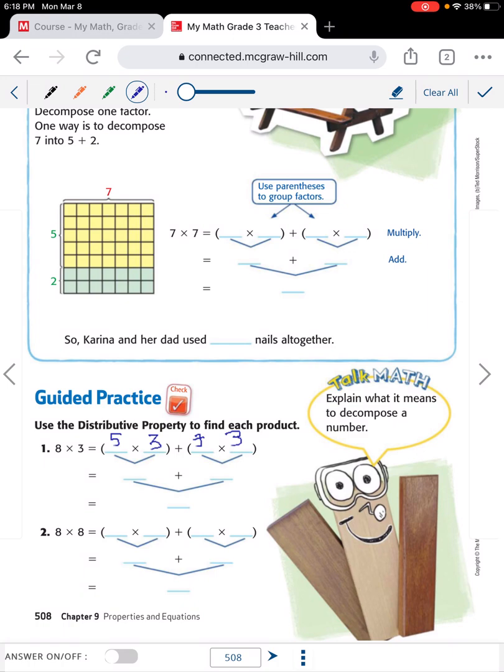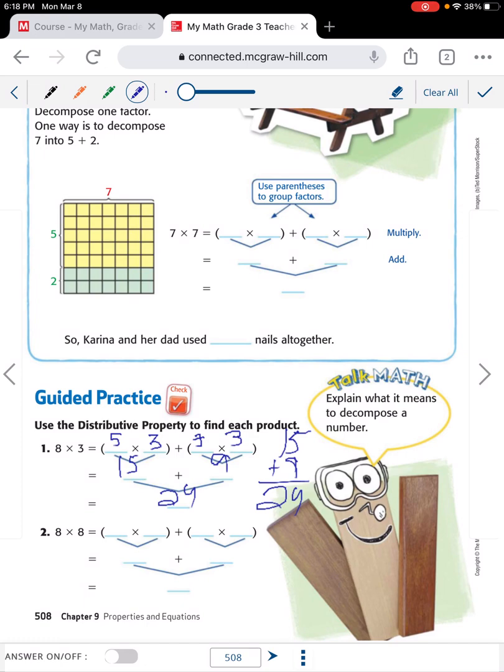So we have 5 times 3 equals 15. 3 times 3 equals 9. 15 plus 9 equals 24. So we have 24. Final answer.